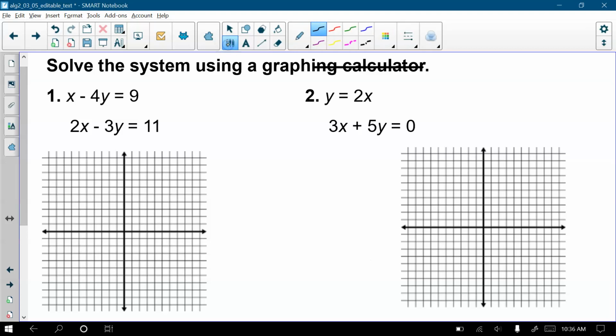Let's graph this first one. x minus 4y equals 9, and 2x minus 3y equals 11. So this is for number 1. Let's just draw a line here. Okay, x minus 4y equals 9.